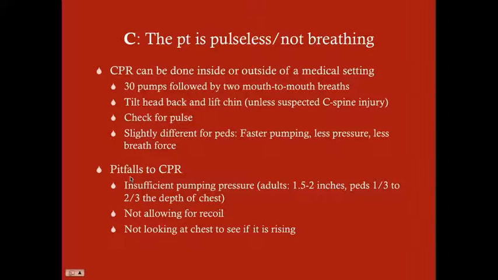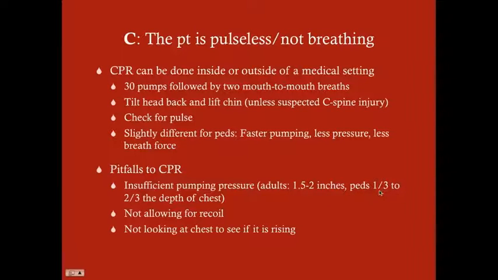So usually the pitfalls to delivering CPR are insufficient pumping pressure. So I've seen a lot of medical students who are a little bit shy about this, and that makes sense because we're all shy when we're doing something for the first time. You want to make sure in an adult that you're compressing 1.5 to 2 inches, so that's about 3 to 4 centimeters down into their chest. You may cause rib fractures, especially if it's a little old lady with osteoporosis, but the fact is a few rib cracks is worth it if it means keeping the patient alive.